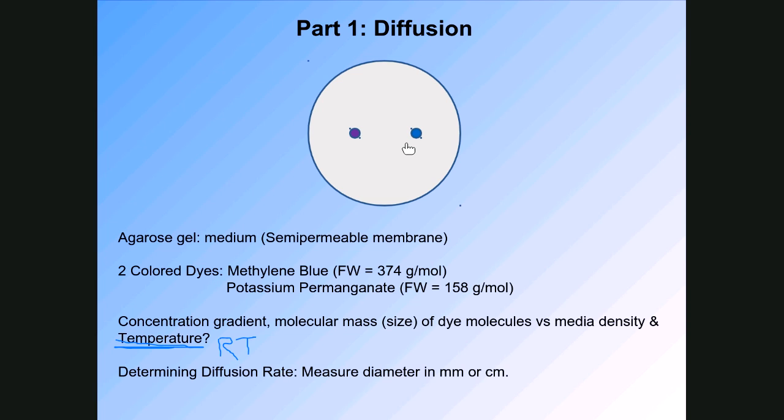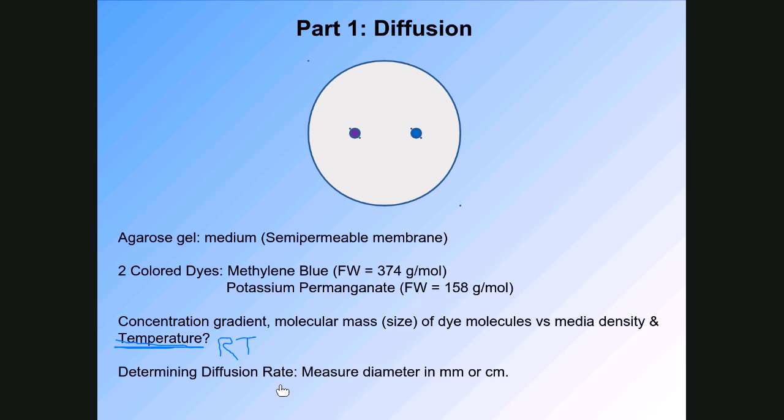So the only determining factor that affects the rate of diffusion, in the end, is going to be the molecular masses. In other words, their formula weights. The higher the formula weight, the larger the molecules of dye. The lower the formula weight or molecular mass, the smaller the molecules of dye. And it says here determining diffusion rate.